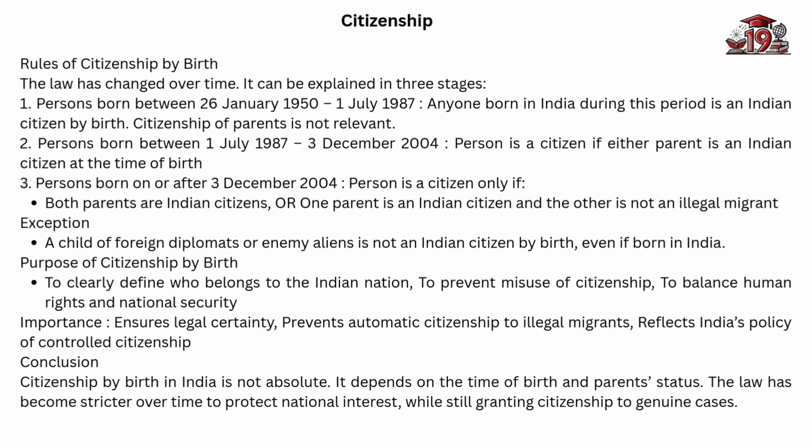Persons born between the 1st of July, 1987 to the 3rd of December, 2004: a person is a citizen if either parent is an Indian citizen at the time of birth. Persons born on or after the 3rd of December, 2004: a person is a citizen only if both parents are Indian citizens, or one parent is an Indian citizen and the other is not an illegal migrant. Exception. A child of foreign diplomats or enemy aliens is not an Indian citizen by birth, even if born in India.